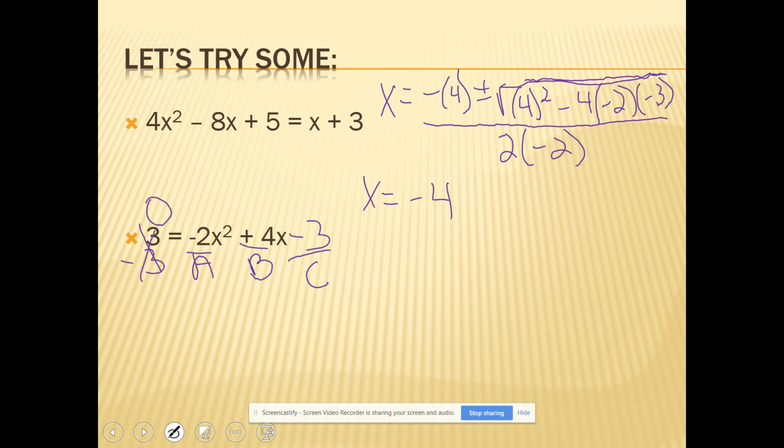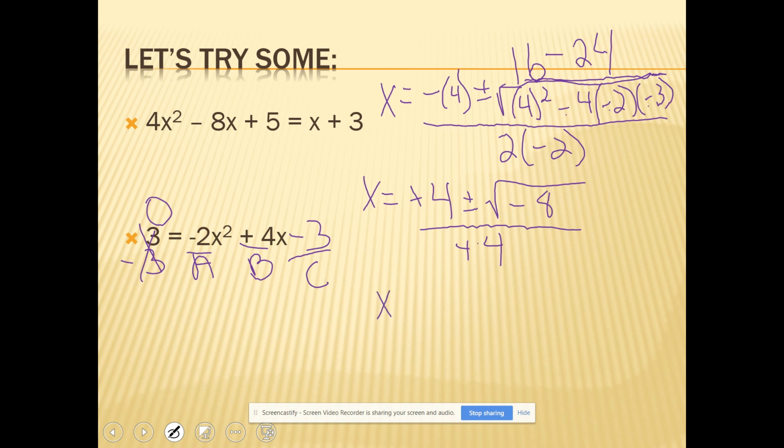So the negative 4 on the outside stays negative 4. Here we have 16. I have 1, 2, 3 negative signs, so that's going to be overall negative. 4 times 2 is 8. 8 times 3 is 24. So I have the square root of 16 minus 24, which is negative 8, over 2 times negative 2 is negative 4. I'm going to go ahead and say negative 4 over negative 4 is a positive.